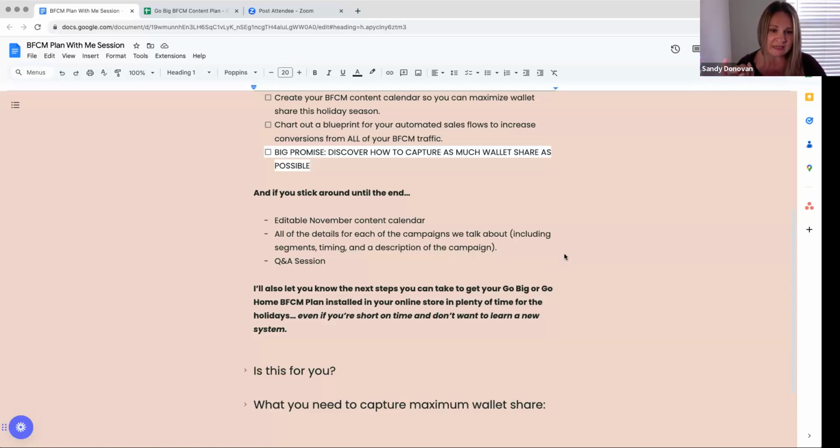You're also going to get all of the details of each campaign that I'm suggesting that you send. So every single campaign that we talk about today, you're going to get it laid out. It's like a cheat sheet. It's just like, send this to these people at this time on this day. Here's your offer. And here's a description of the email. So it's a very easy kind of Google sheet to follow. And you're going to be handed that so that you'll be able to follow along.